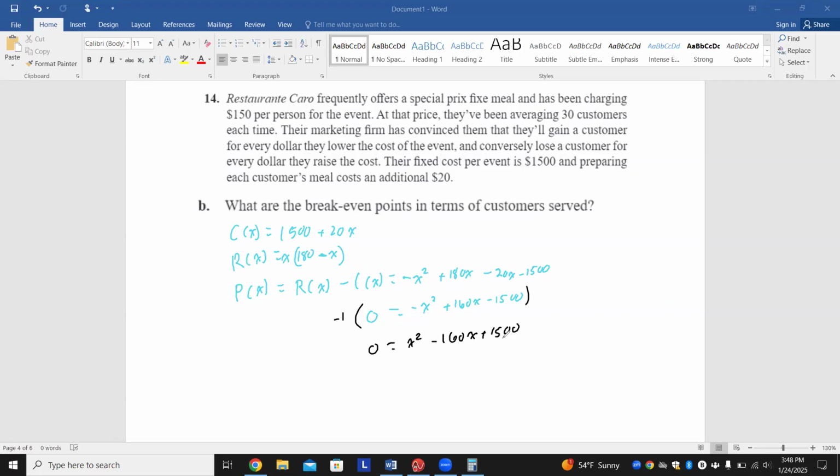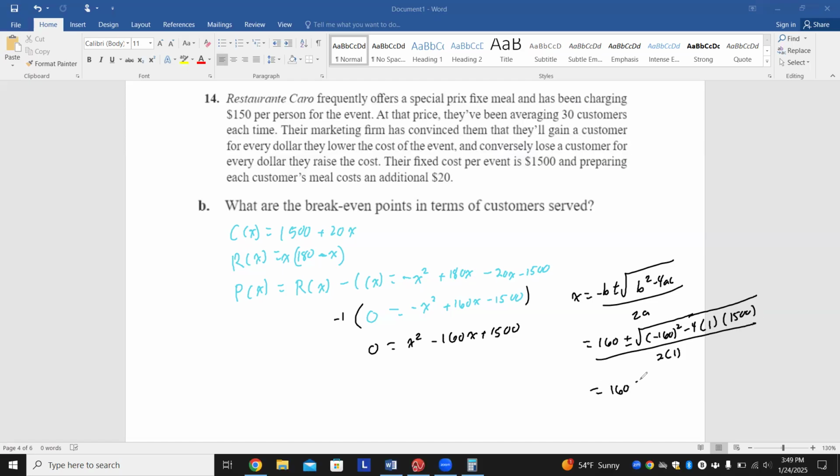Oh man. Multiplies to 1500 and add to negative 160. I don't know. So I'm going to go with negative b plus or minus the square root of b squared minus 4ac, all divided by 2a. So in this case, that'd be negative 160, which is positive 160, plus or minus the square root of negative 160 squared minus 4 times 1 times 1500. And then that would be 2 times 1. All right, so we get 160 plus or minus the square roots.